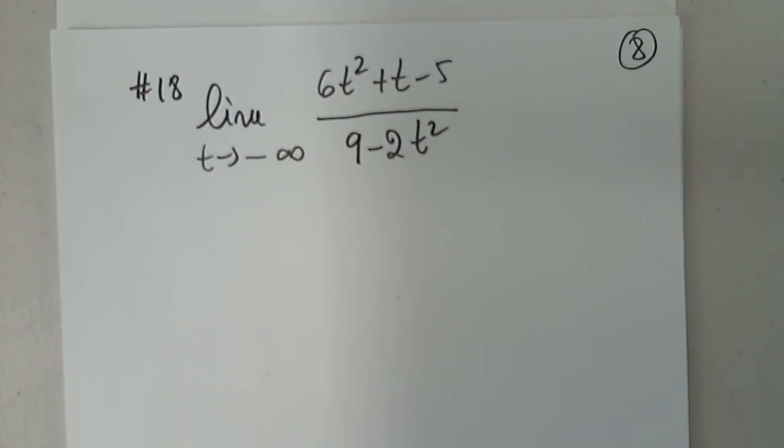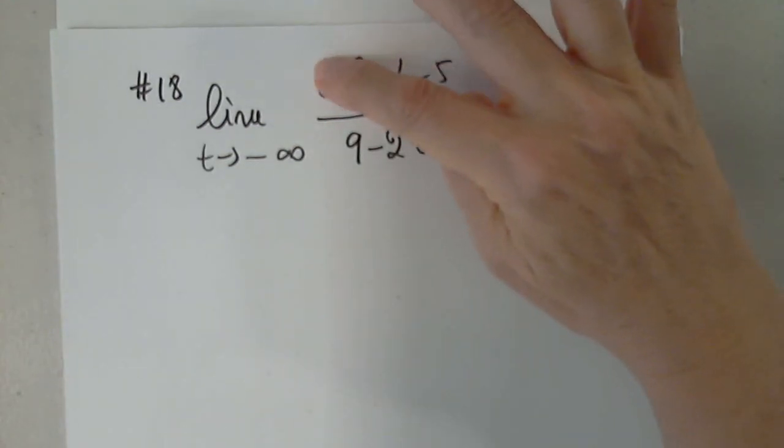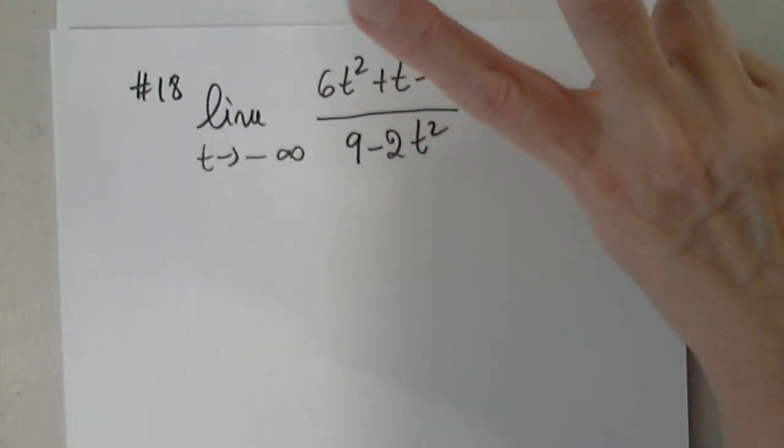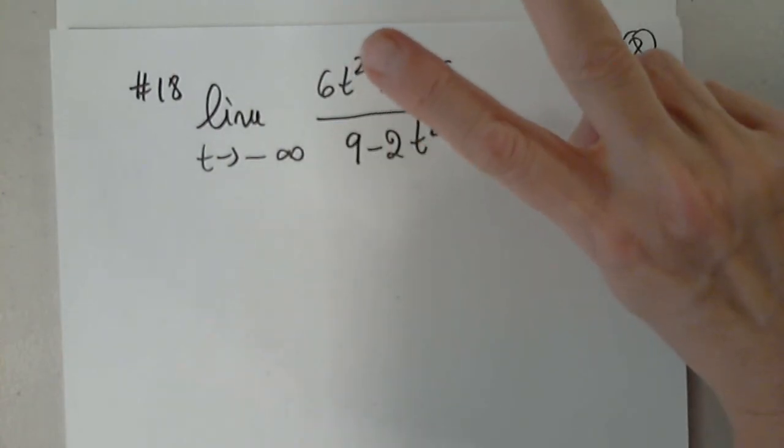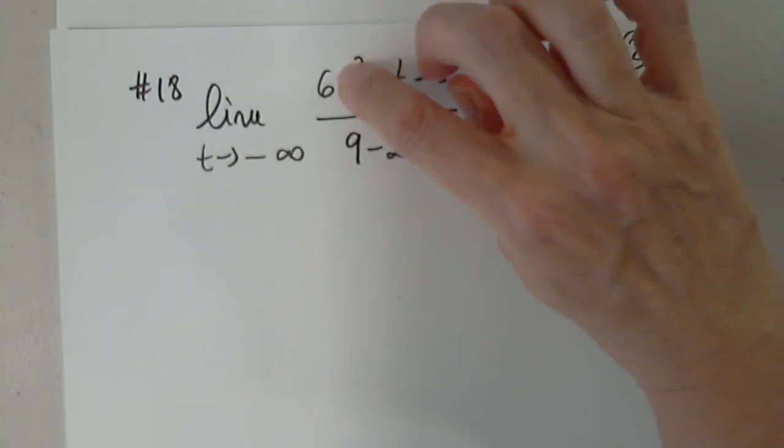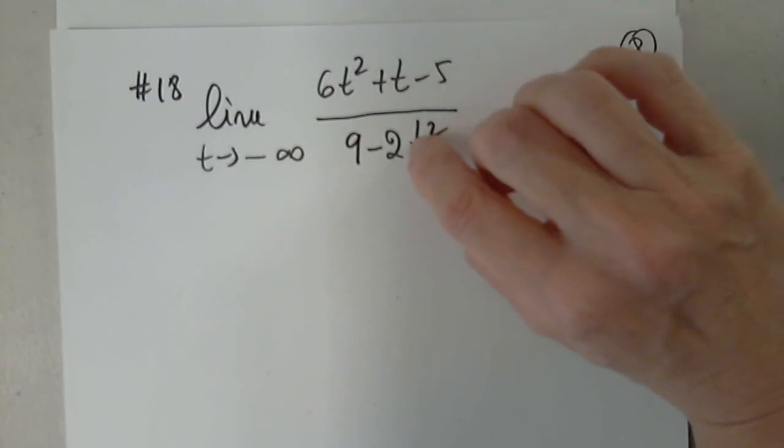Can anyone give us the answer right away from pre-calculus? It's okay if you don't remember. You don't have to. Is it negative 6 over negative 2? Very good. Why? Because the numerator is degree 2 and the denominator has degree 2. It's always the ratio of the leading coefficient over the leading coefficient.